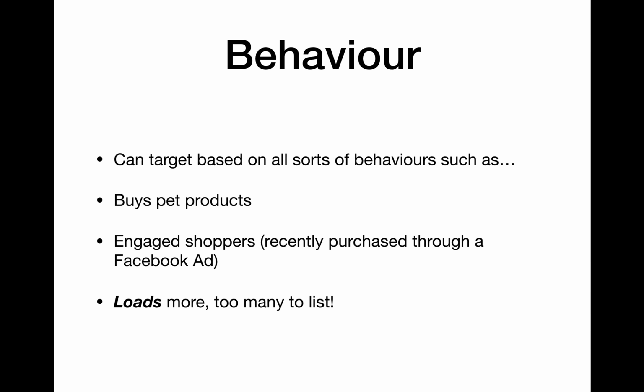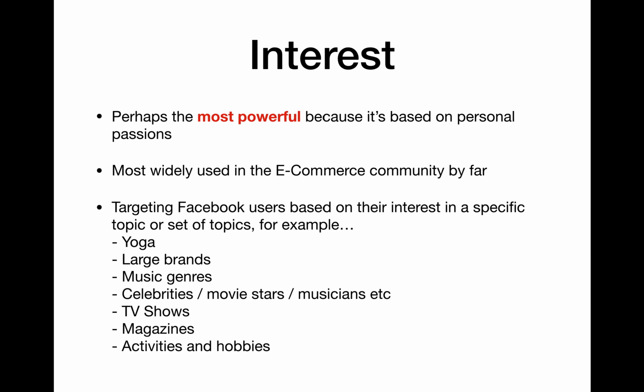We can target people on Facebook based on their behavior in real life and on Facebook. Then finally, and perhaps the most powerful one, is interests, and it's the most powerful because it's based on personal passions. It's definitely the most widely used way of targeting people on Facebook in the e-commerce community by far.